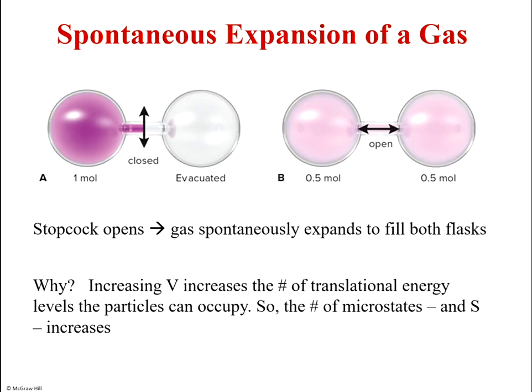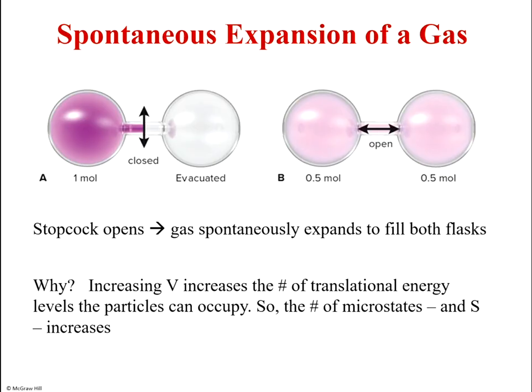Let's look at the right. We have a gas that's contained in the left-hand chamber, and the valve between the two chambers is closed, and that's state A. When we open up the valve, what happens? The gas rushes from one side to the evacuated side, such that the two pressures on each side become equal. So if we start off with 1 mole on one side, we end up with a half a mole on each side. This is a spontaneous process. Gas spontaneously expands to fill both flasks.